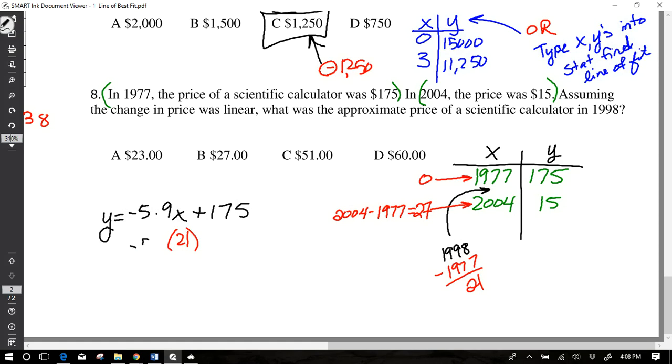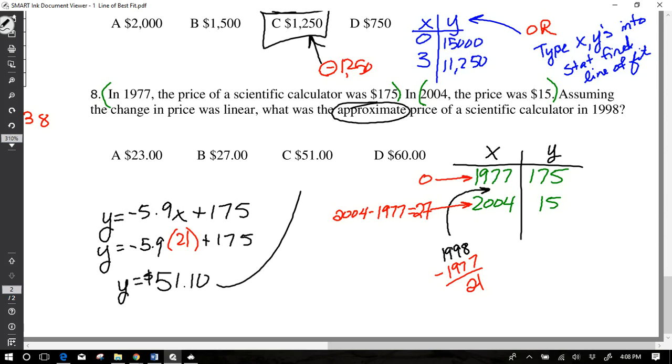And then I'm going to type this exact thing into my calculator. And it will tell me that Y equals $51.10. And so which of these answer choices was the closest because they used the word approximate? And that is answer choice C.